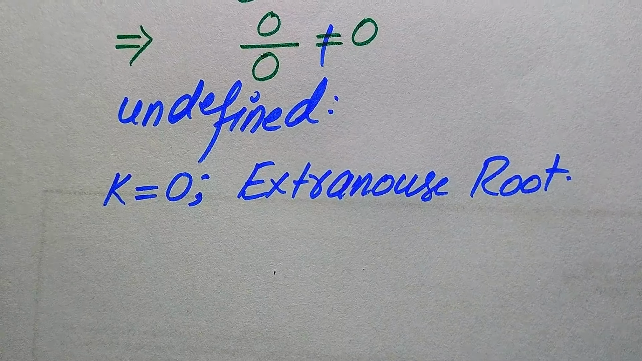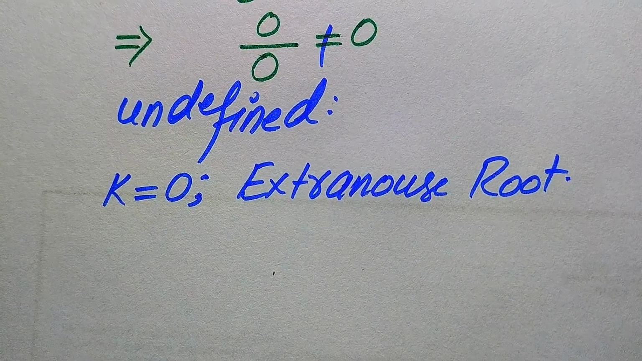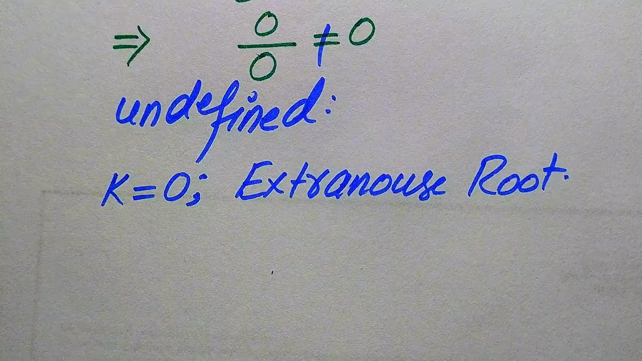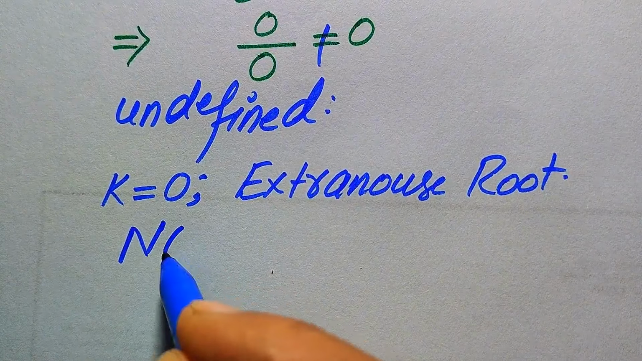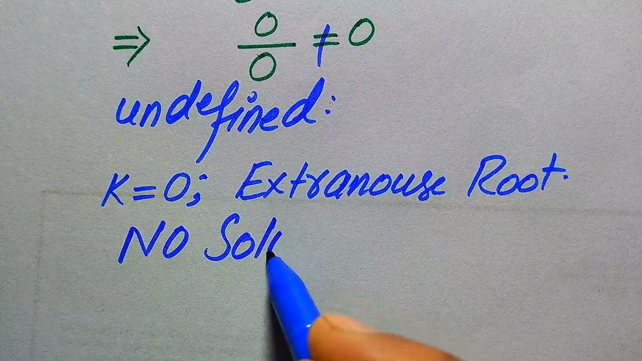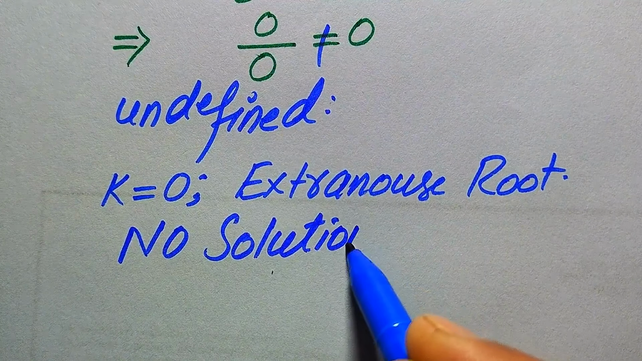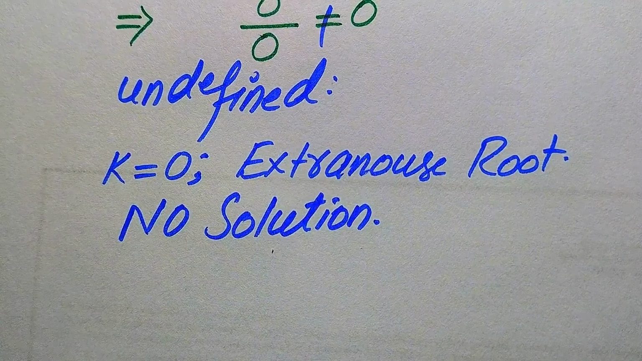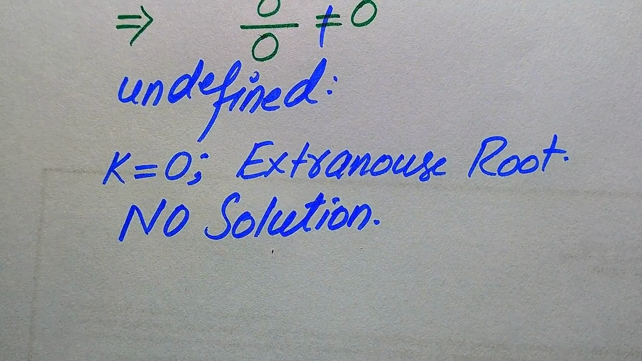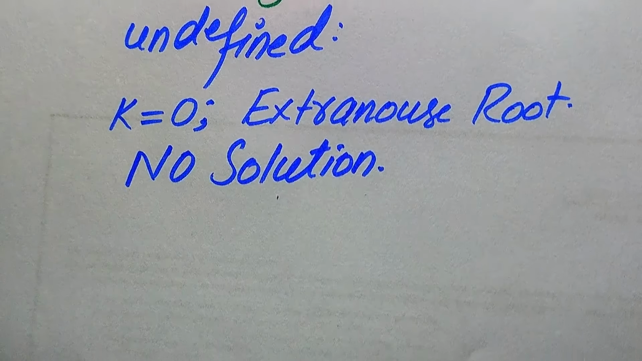Further, you see we cannot get any value of k which satisfies our given question statement. So we finally conclude that this question has no solution. This is our final answer from the first method. Now we move towards our second method.